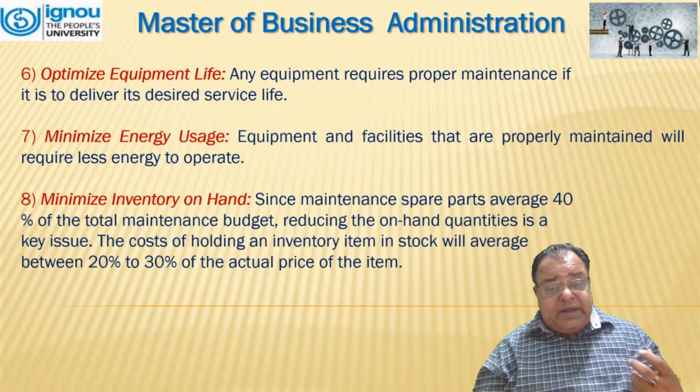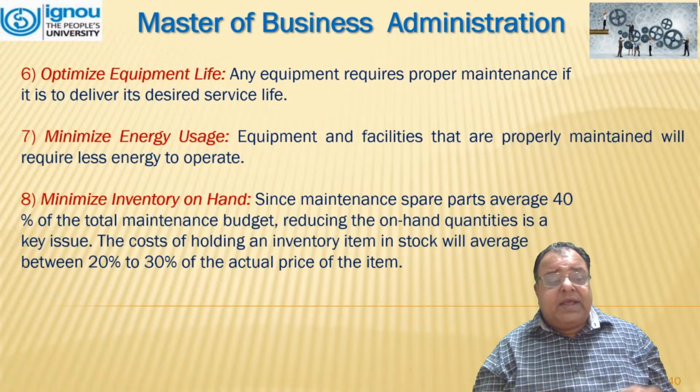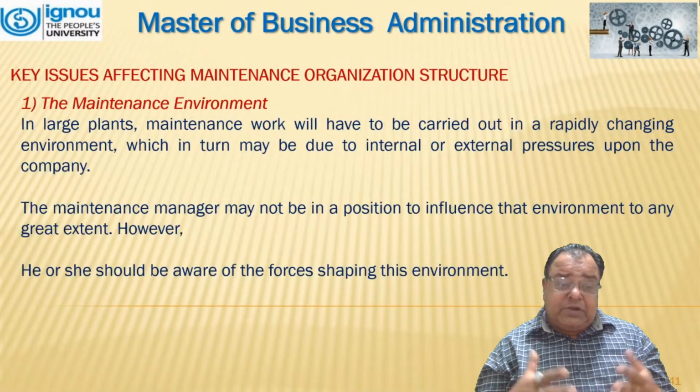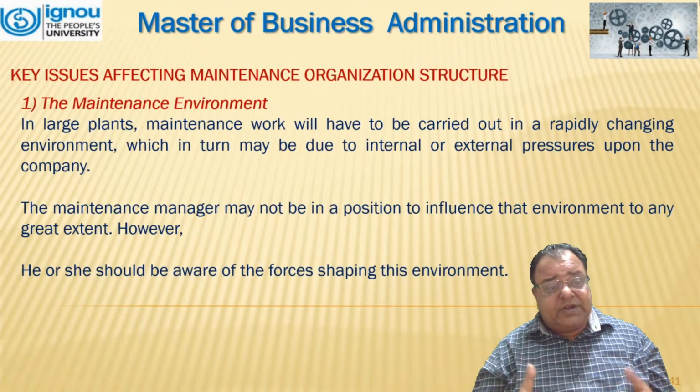Since maintenance spare parts average 40% of the total maintenance budget, reducing the on hand quantities is a key issue. The cost of holding an inventory item in stock will average between 20 to 30% of the actual price of the item. What are the key issues affecting maintenance organization structure?